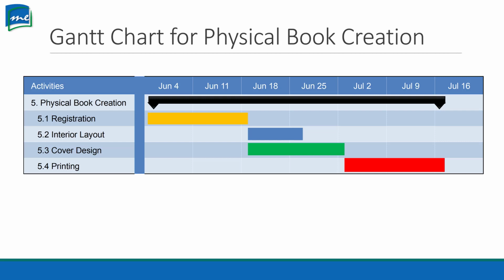If it hasn't been completed, we need to find out what's going on with the registration and fix that, because the registration not being completed is stopping interior design and cover design from even starting, looking at this Gantt chart, which is then pushing back the printing start date, which is then pushing back the final end of the project. So you see how useful a Gantt chart can be.